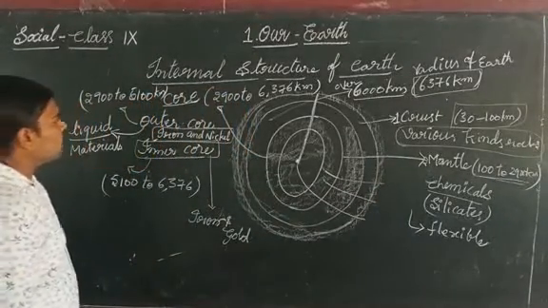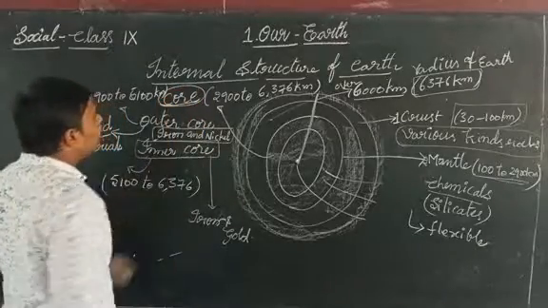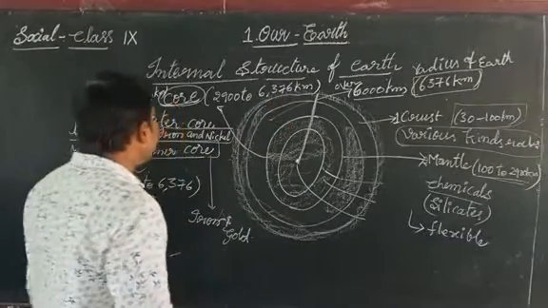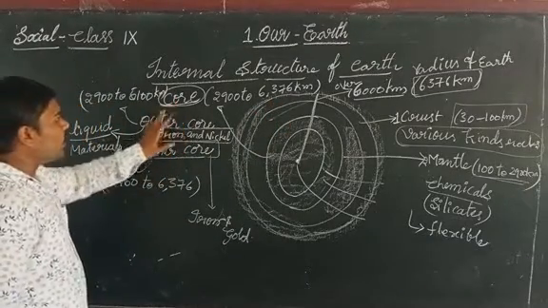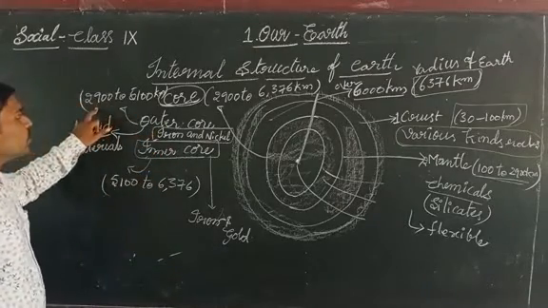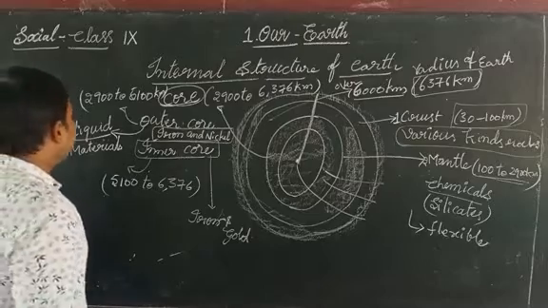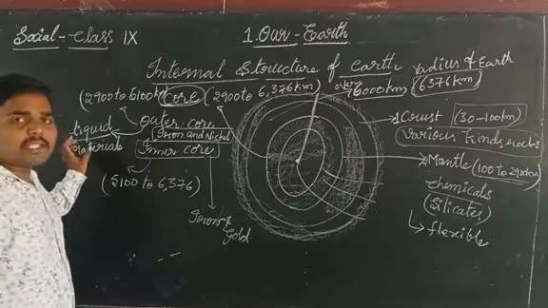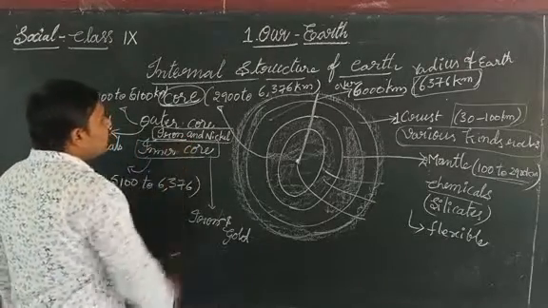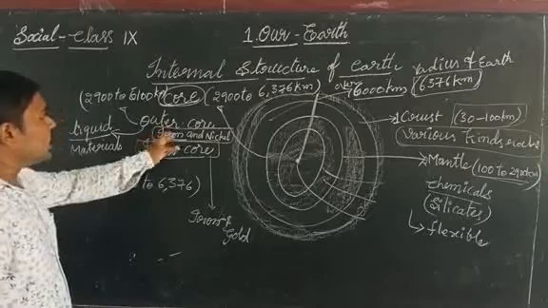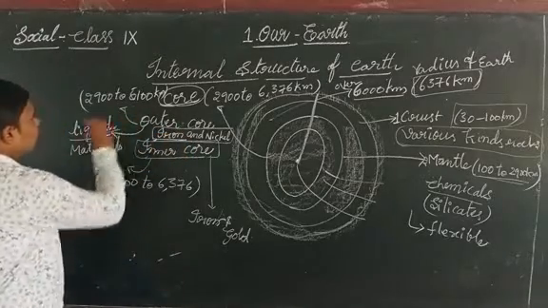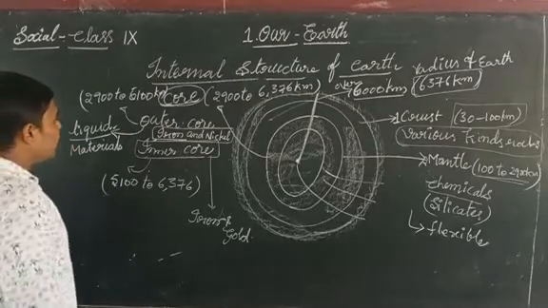Now coming to the third part, the core. The core extends between 2,900 kilometers and 6,376 kilometers, and this entire core region is divided into outer core and inner core. The outer core extends between 2,900 kilometers and 5,100 kilometers. It has liquid materials, called iron and nickel, which we can see in the outer core in the form of liquid.